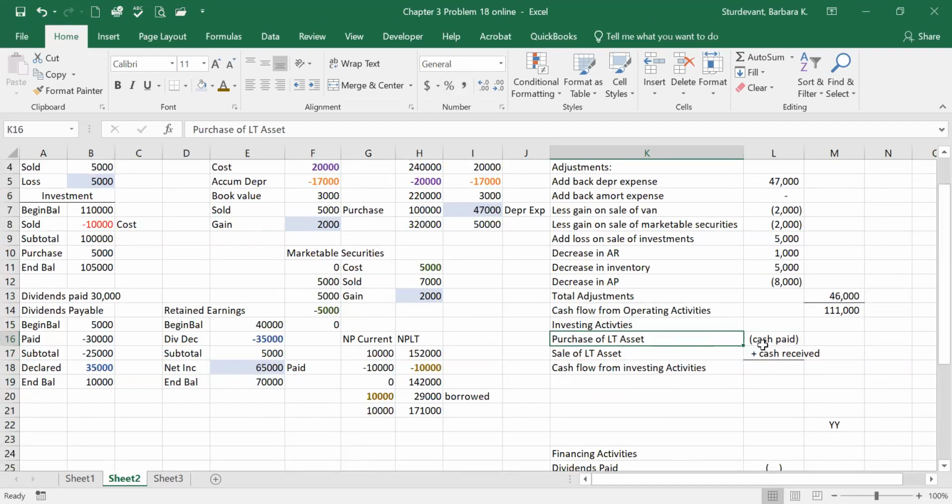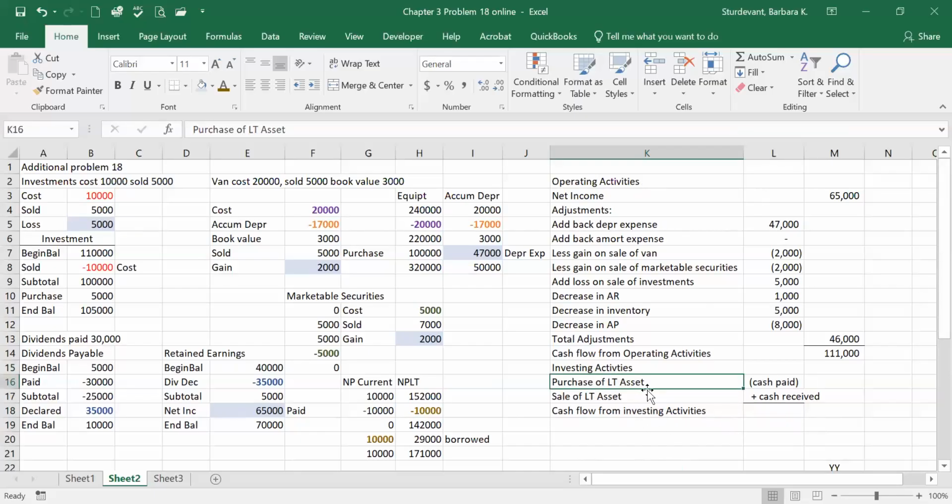All right, so let's start with the investment. I have a purchase of an investment right here, and I have a sale of an investment up here. So purchase of investment.